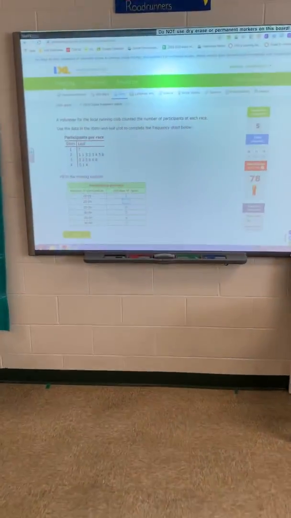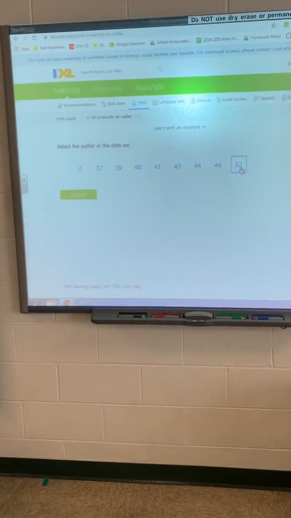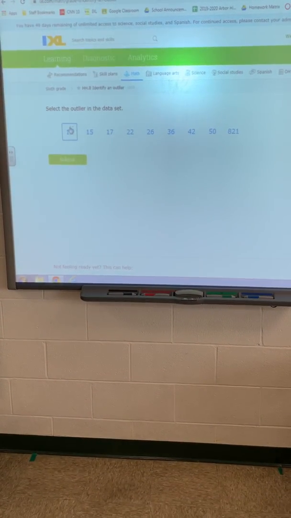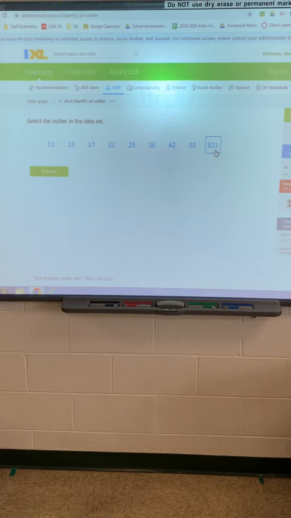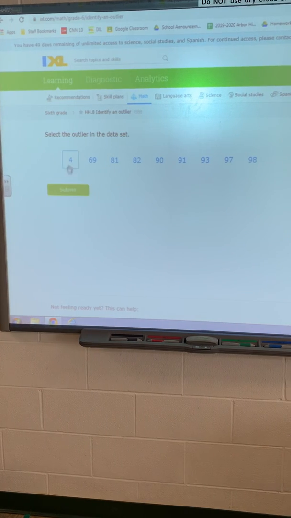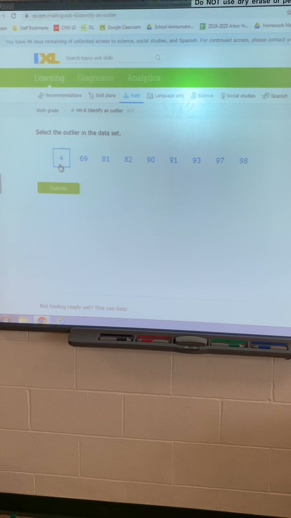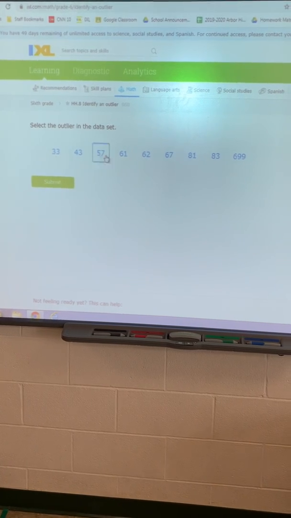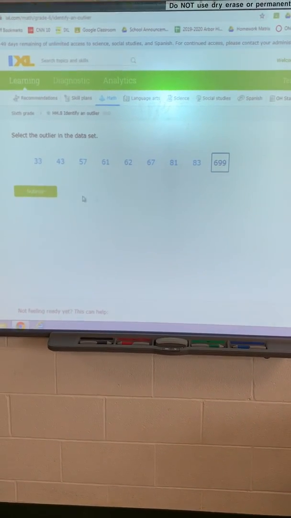So the outliers in this IXL, we can see we have a lot of large numbers from the 30 to 52 range, but 2 does not seem to fit in with the rest. We can see a lot of smaller numbers. Okay, so 11 to 50 is quite a gap, but then once again, we have one that just does not fit in with the rest. A lot of large numbers, 69 to 98, but 4 is substantially smaller than the rest. He is the outlier. 33 to 83, we've got some 10s, but all the way up to 699, that would be your outlier.